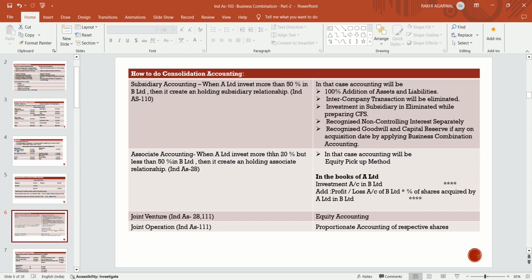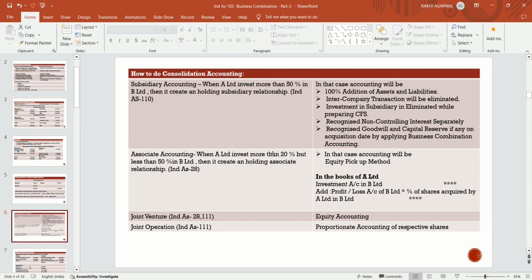Then it creates a holding-subsidiary relationship, and Ind AS 110 is to be followed for subsidiary accounting. In associate accounting, when any company invests more than 20% but less than 50%, it creates a holding and associate relationship. It is not a holding-subsidiary relationship if they hold less than 50% but more than 20%. For joint venture, we have to follow Ind AS 28 and 111, and for joint operation also Ind AS 111.